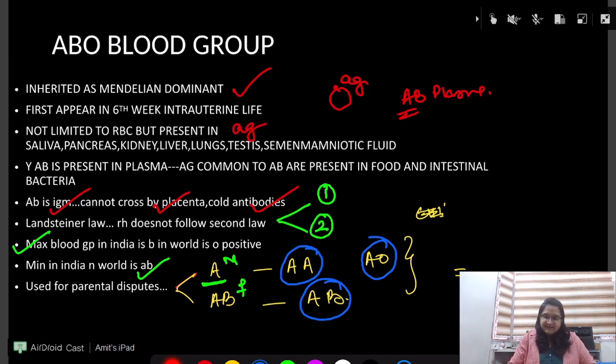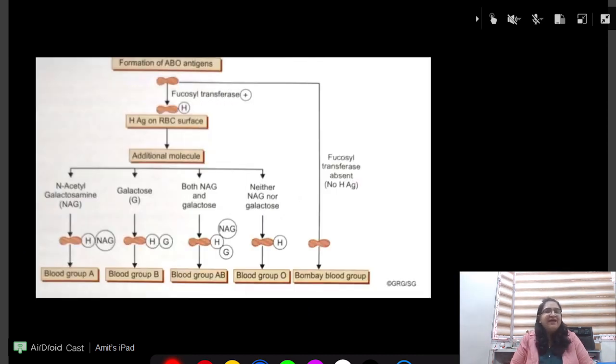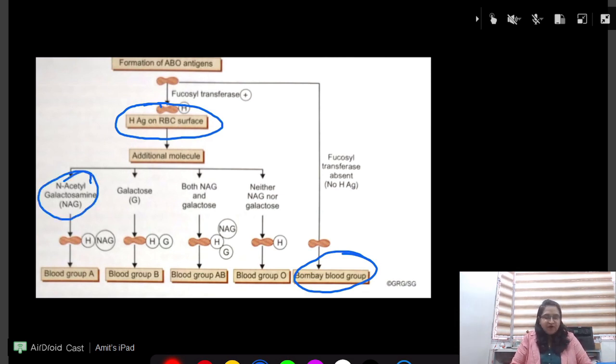Next, how is the ABO blood group formed? See beta, every blood group has H antigen on RBC. If H antigen is absent, then we call it Bombay blood group. To the H antigen, if a particular enzyme acts, it forms blood group A. If galactose is added, blood group B. If both N-acetyl galactosamine and galactose are added, AB group. If neither is added, O blood group.